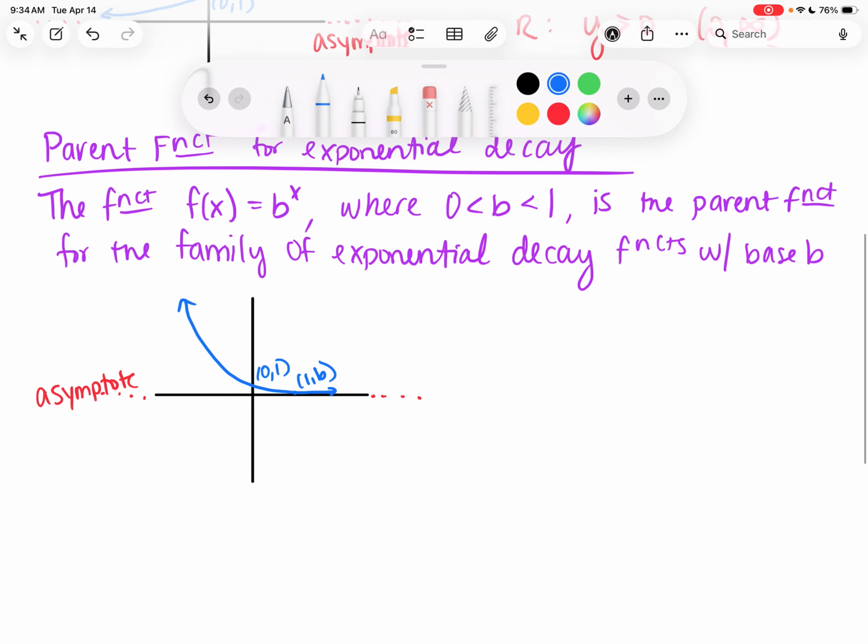The domain for this is still all real numbers. And the range is still y is greater than 0, or we could write it as 0 to infinity. The domain and range are the same. Now, this is obviously the parent function, so sometimes these things are going to get shifted down. So the asymptote isn't necessarily always on the x-axis, right? It would be wherever it's been shifted down to, just like we had other graphs that get shifted. We're not going to do anything super crazy, but I just wanted you to see a little bit of this stuff.